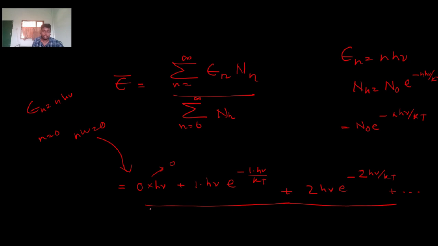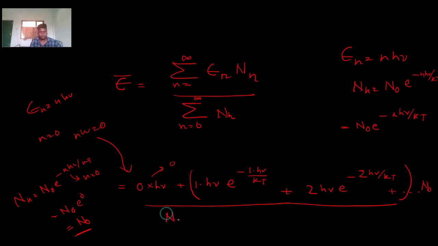Now the total number of oscillators you can write like this: since Nn equals N naught e to the power minus nh nu by kT, for n equals 0 it comes to N naught e to the power 0, which is just N naught. Since here we have the N naught term, and here also we have the N naught term, we get N naught plus N naught e to the power minus h nu by kT, then N naught e to the power minus 2h nu by kT.